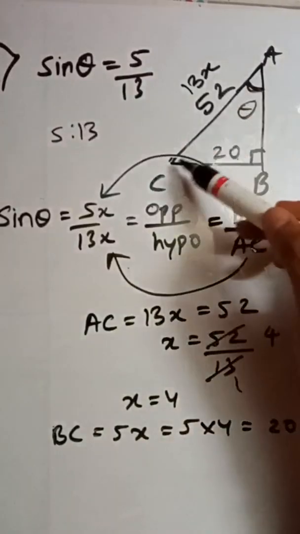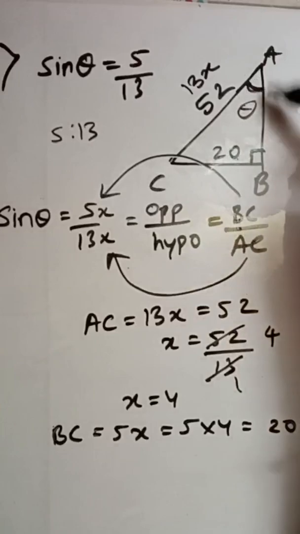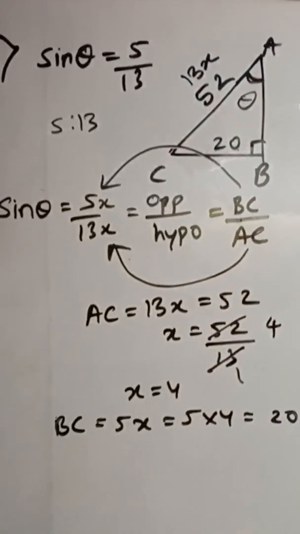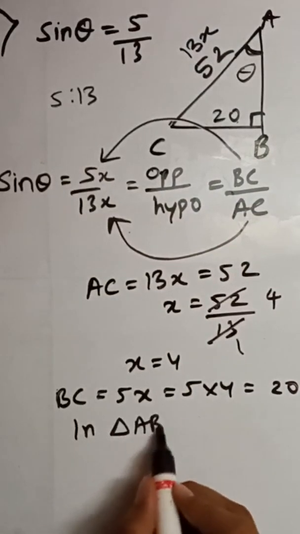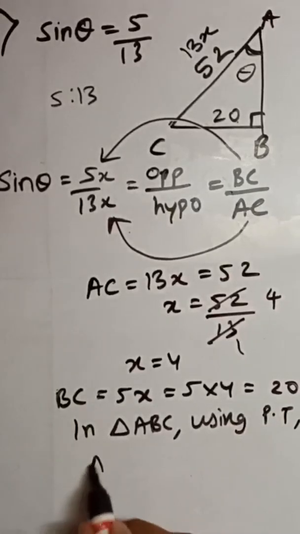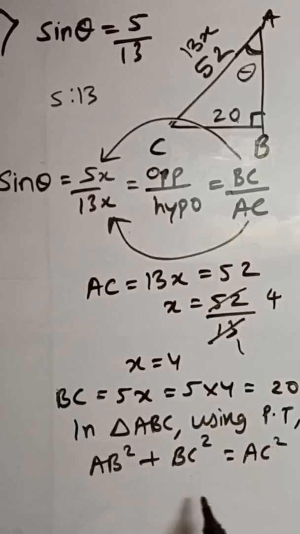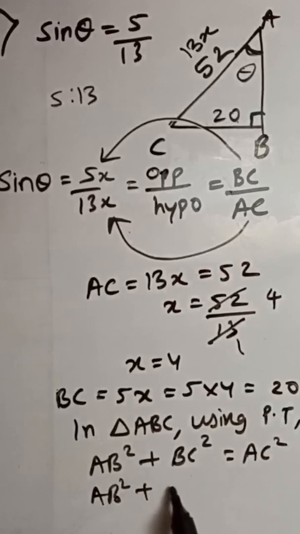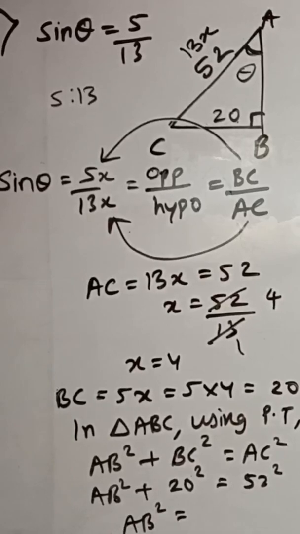Okay. Now I can apply Pythagoras here. So I know this side is 20, this side is 52. I can find AB. Okay. Keep copying. Using Pythagoras theorem, I will have AB square plus BC square equals AC square. So we don't know the value of AB square, but we know BC square is 20 square. Now this is 52 square. What is 52 square?